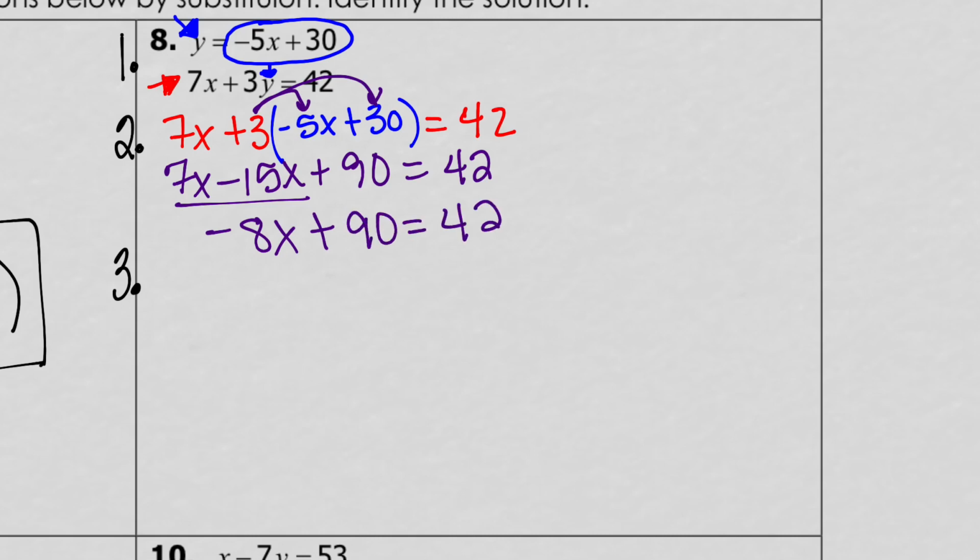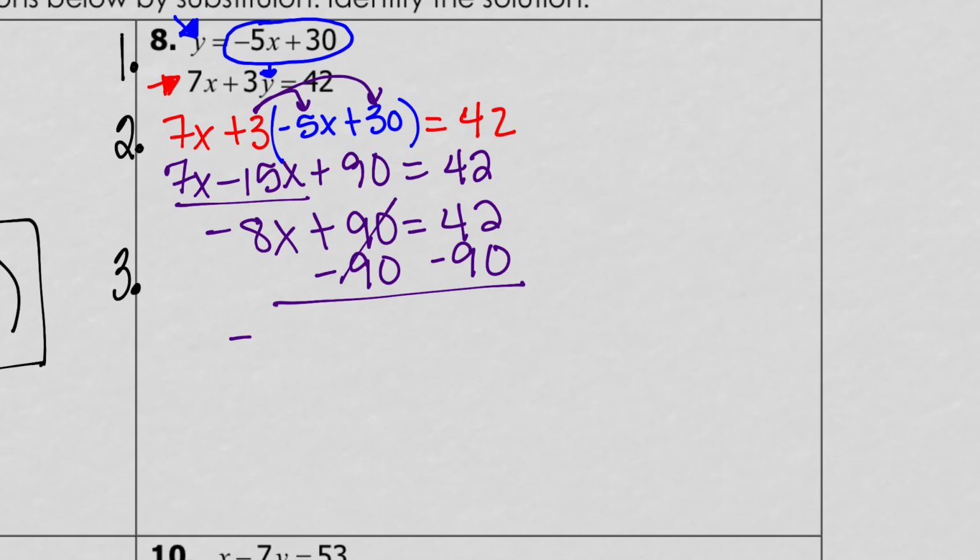So we combined our like terms there. Then we're going to subtract 90 from both sides. If I wanted to make that negative 8x positive, I could have added that and then subtracted the 42, but that would have made more steps. So if it's a negative and it makes more steps to change it, you can leave it as a negative. That's what I kind of try to do, but whatever you feel comfortable with.